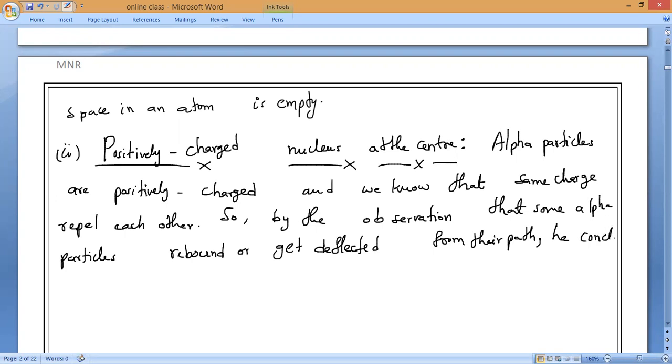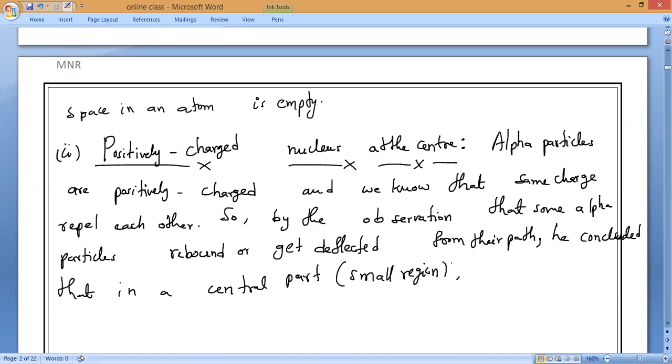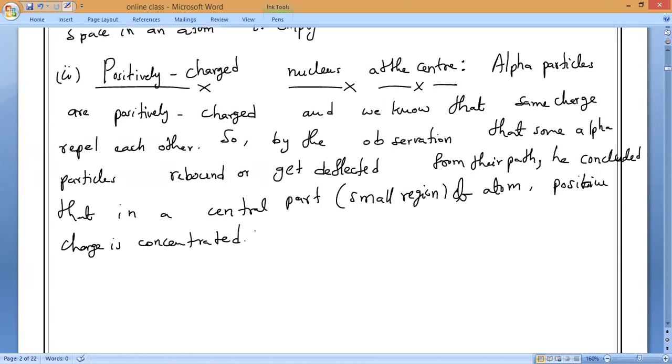He concluded that in a central, very small region of the atom, positive charge is concentrated. Positive charge is concentrated. Clear, everybody? So that is the center, what we used to call.